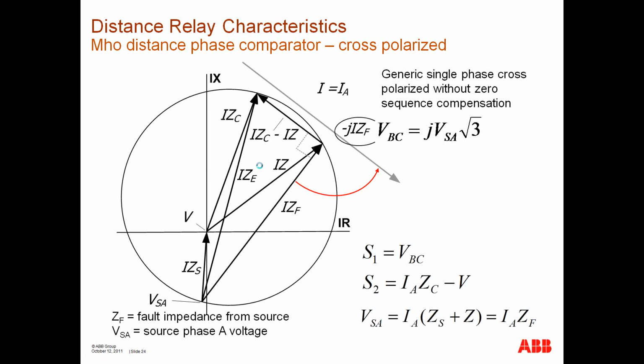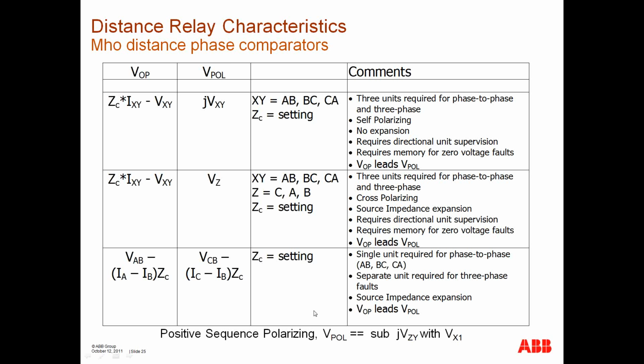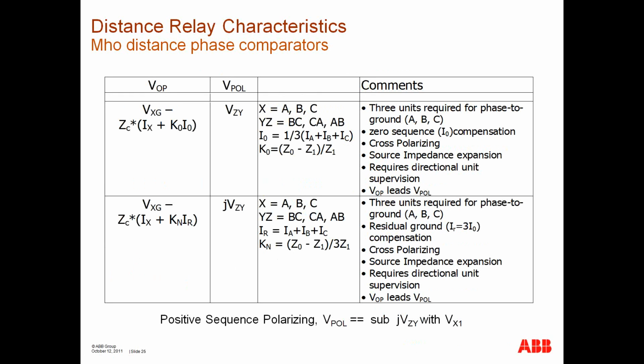The next two slides just show some typical values that are used for V-operate and V-polarize, and the advantages and disadvantages of each. And like I say, V-pol I refer to as cross-polarized. That's using the VAB of the healthy phase, but you can also use positive sequence, which is a very common polarizing quantity. So those are the charts on those two slides.